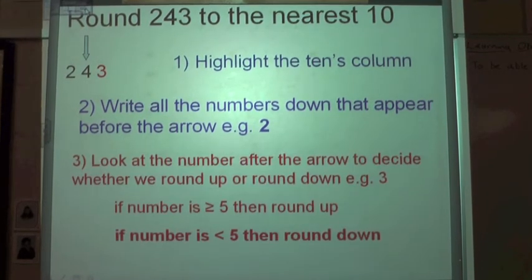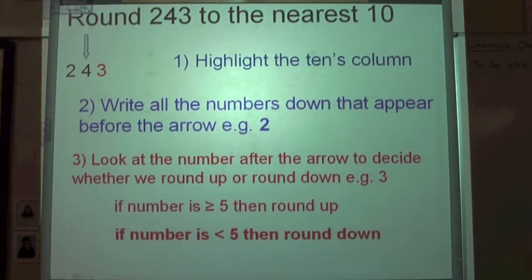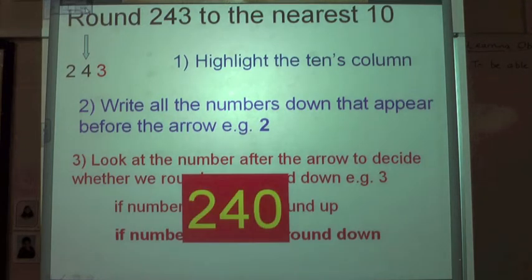After the 4 is a 3, so we look at the number afterwards to see whether we round up or down. Remember, if it's 5 or more, we go up, and if it's less than 5, we round down. So here I've got a 3, which will round down, which makes our number 240.